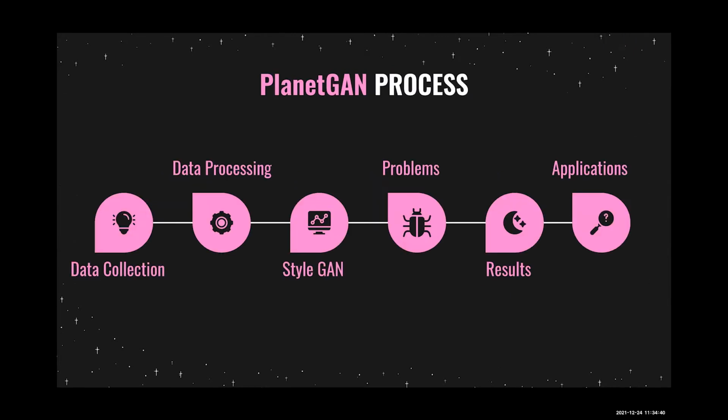So let's begin by talking about our process. First, we started with data collection. Then we did our processing of that data. Then we used StyleGAN, which we'll talk about later on. Then we sort of debugged our problems and tried to fix them. And then after that, we'll show you guys the results. And then we'll talk about the applications of what our GAN will be used for in the real world.